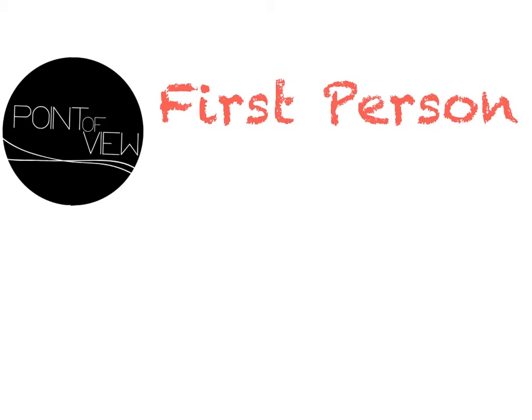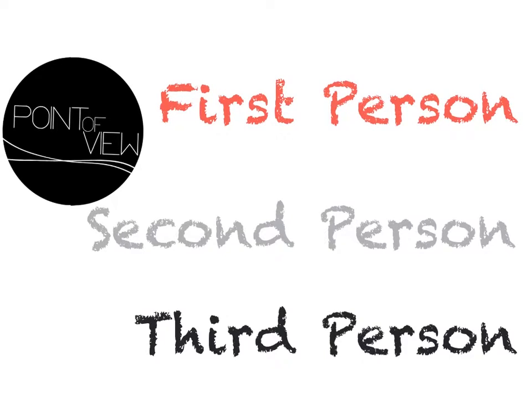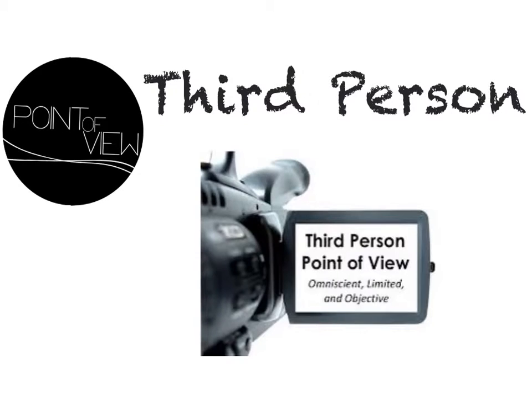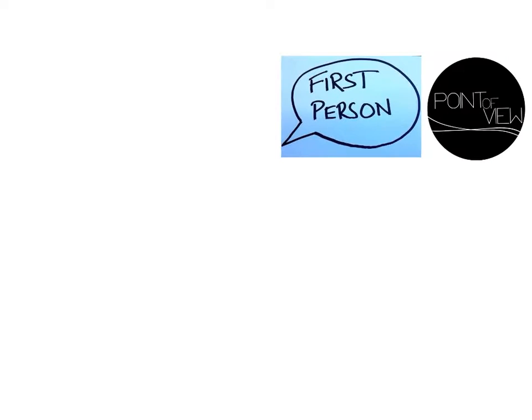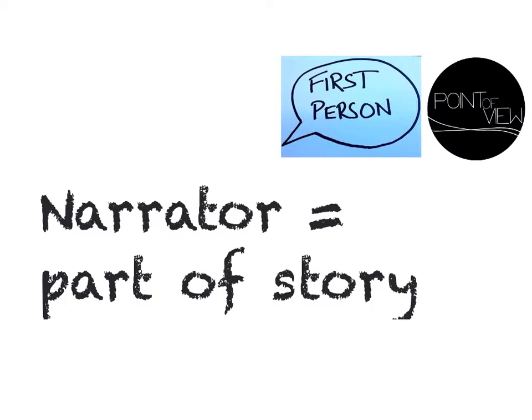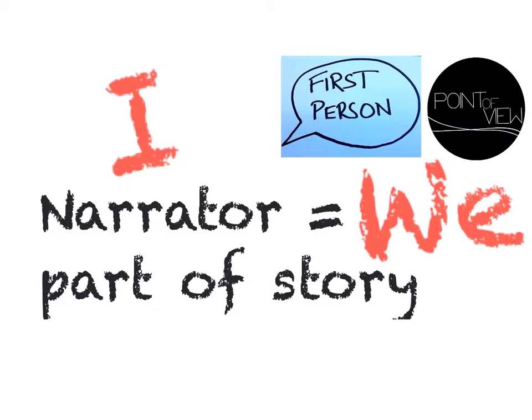There are three main points of view: first person, second person, and third person. And then there are three kinds of third person point of view: third person omniscient, third person limited, and third person objective. With first person point of view, the narrator is part of the story, or a character. First person often uses I or we as pronouns.